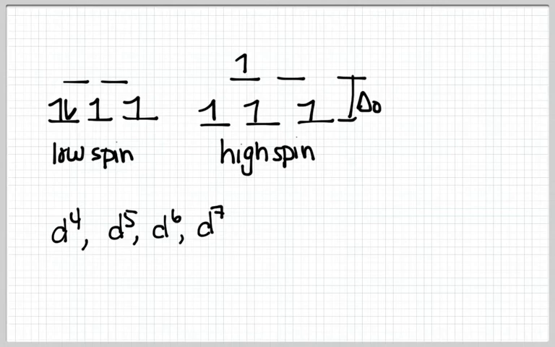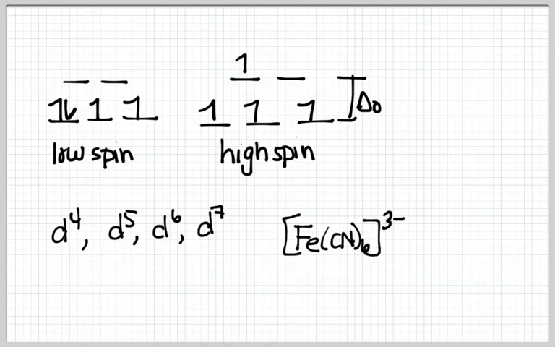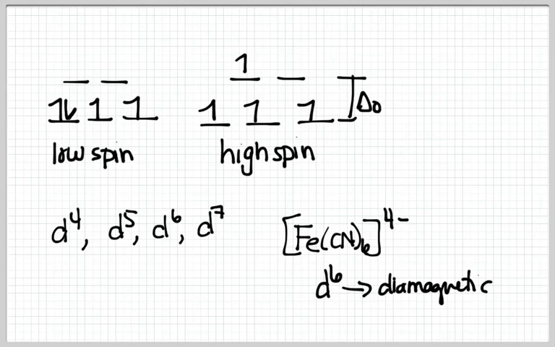So we imagine that if we have really strong field ligands that are on the carbonyl cyanide side of the spectrochemical series, if we had something like FeCN6, that's 4 minus. So this is D6, and we observe that it is diamagnetic. So that means no unpaired electrons.